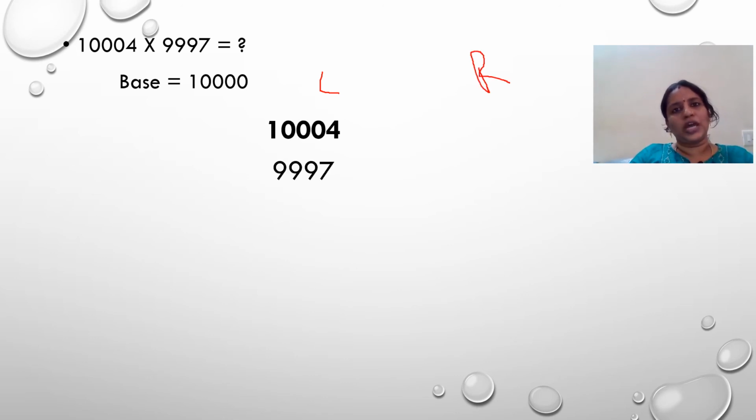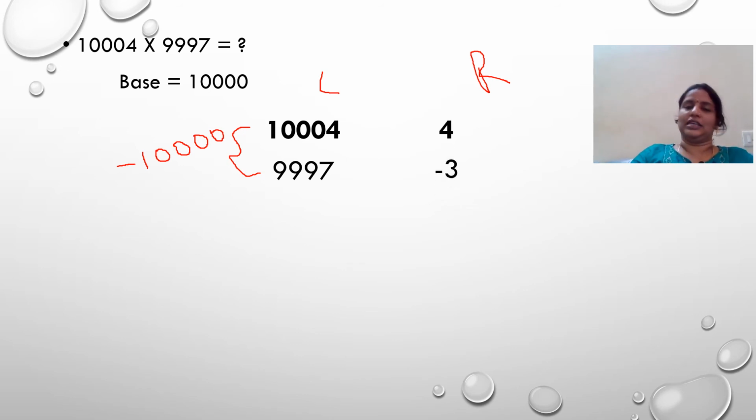So I'll be taking the base as 10,000, and next I'm going to split my answer into two parts, that is my LHS and my RHS. For my LHS, I'll be taking the numbers directly, so it becomes 10,004 and 9,997. For RHS, I'm going to subtract these numbers from the base 10,000. So subtracting by the base 10,000 will give me 4 and minus 3. I have got the LHS and my RHS first part.